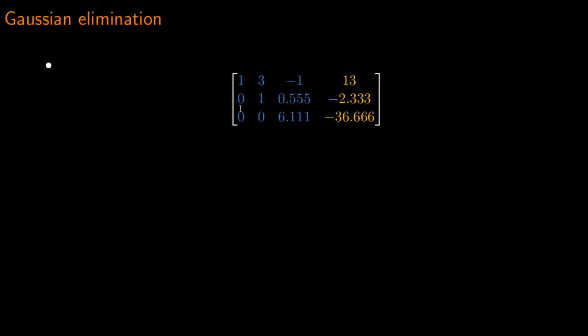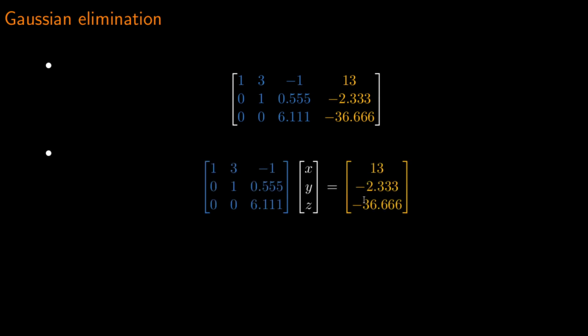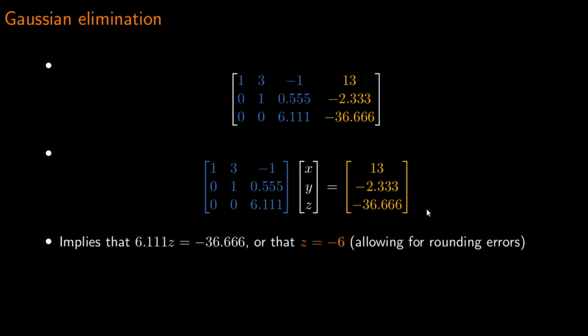So you see now the lower left corner elements here are all 0, and then the top right corner and the diagonal elements are non-zero. Okay. So we can then separate that back out into the terms of our original equation with our unknowns, and we can see immediately from this we're going to have 6.111z is equal to minus 36.666 recurring. So quite obviously z is going to be equal to minus 6. I'm allowing there for rounding errors and the limited precision to which I've displayed these numbers.